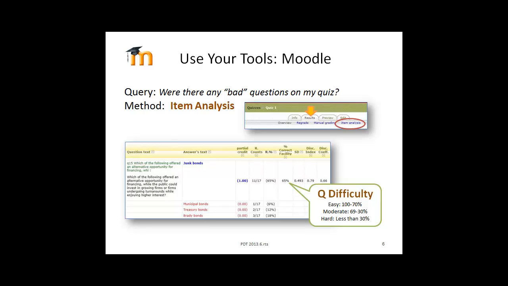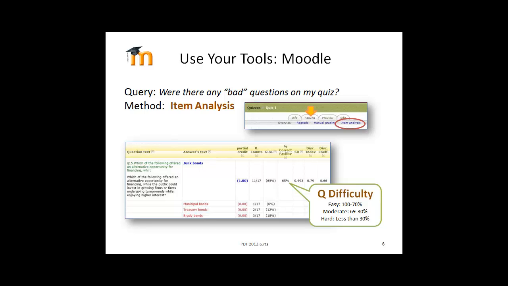When you're looking at questions on a quiz, there are going to be some that are very difficult, there are some that are very easy. How do you determine which is which? Academic research has said that when I'm looking at a question, if the majority of the class got it, by that I mean 100 to 70%, it's an easy question. If between 69 and 30% of the class got it right, it's a moderately difficult question. And if less than 30% of the class got it right, it's a difficult question.